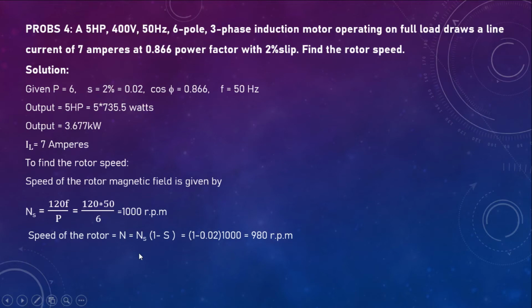To find the rotor speed, we have the formula Ns into (1 minus s), where s is the slip, given as 2%. We need to find Ns. Ns is the synchronous speed of the rotating magnetic field. So 120 f by p: 120 into frequency 50 Hz, divided by the poles of the induction motor, 6, gives 1000 rpm. Once you find Ns, we can find N, the speed of the rotor, as 980 rpm.